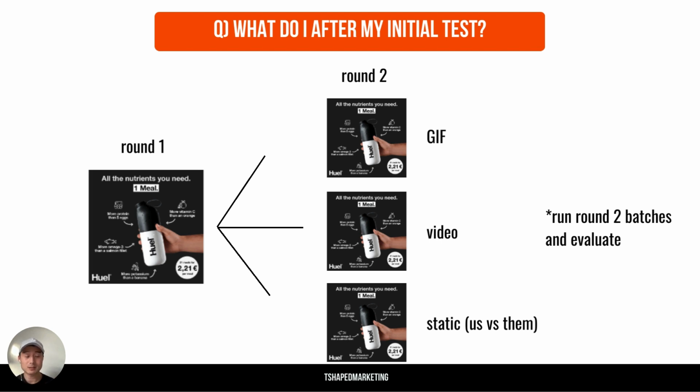For example, on the left-hand side it will be a competitor. It might be €5 per meal, whereas Huel will be 2.21 euros. And you will run this again in the same setup and call it round two and see which type of creative asset, GIF, video, static, performs the best with this type of messaging, and scale it from there. So this is more of an overarching view of how I test creatives.